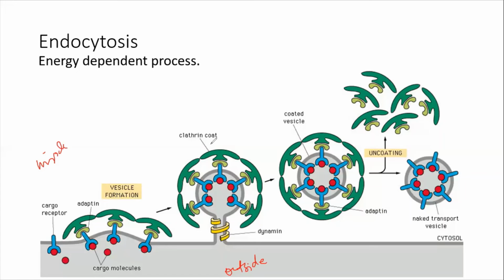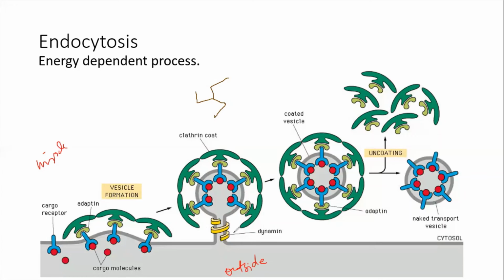Slowly, these clathrin coats undergo a structural change. They are something like this. So when they bind to the adaptin, they start to contract, and because of that what will happen? They start forming a bulging kind of structure, right?